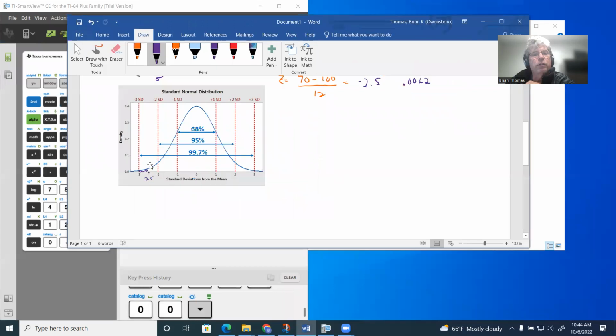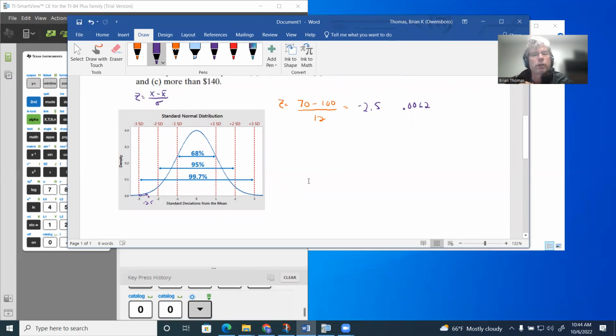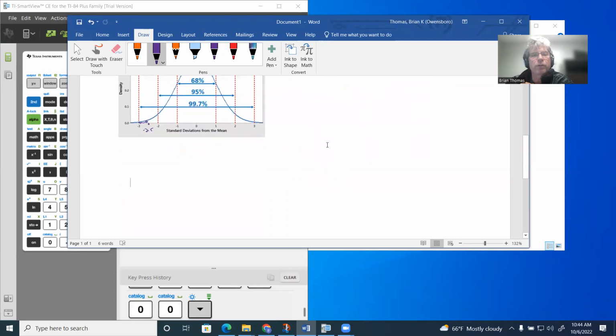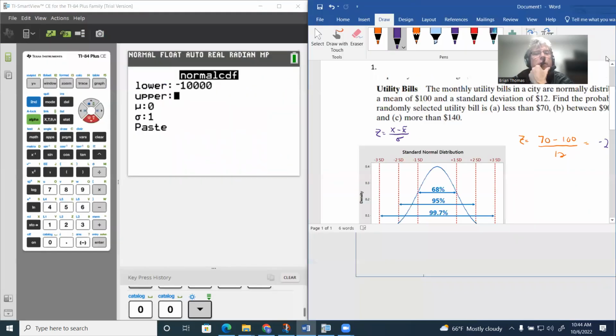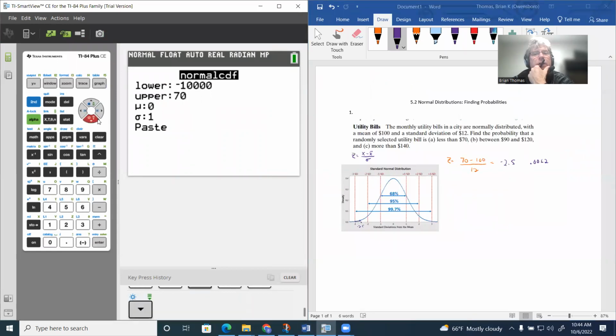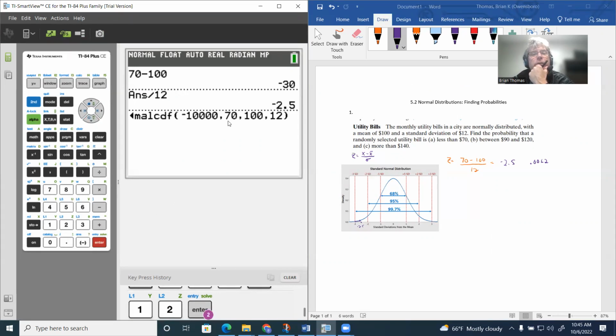Our upper bound is 70. We can't go past 70, so less than 70. So our upper bound was 70. Our mean was given as 100, and our standard deviation was given to be 12. So if I hit enter, my lower bound is negative 10,000, my upper bound is 70, my mean is 100, my standard deviation is 12. If I hit enter, notice how it gives me 0.0062. It gives me the same answer without actually having to do the z-score. It does it for us. So there's a shortcut here.